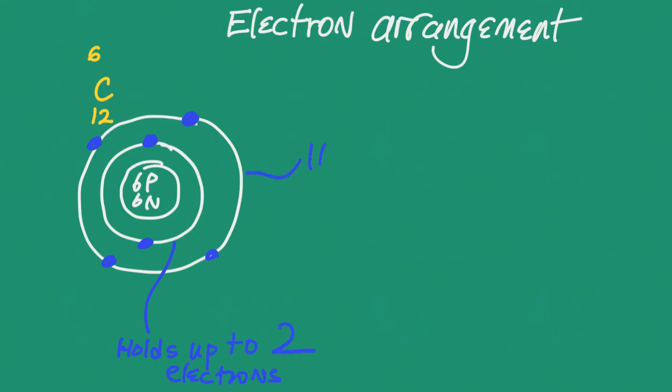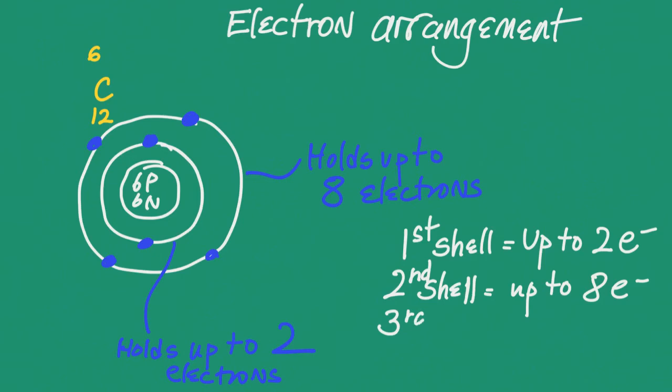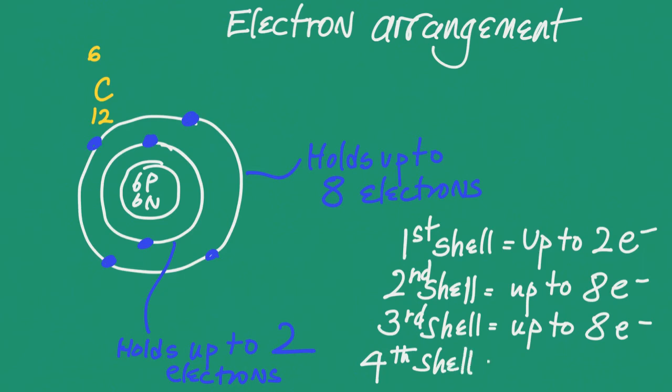The second shell holds up to 8 electrons. So the first shell up to 2 electrons, second shell up to 8 electrons, the third shell up to 8 electrons, the fourth shell is up to 18 electrons. So we need to remember the numbers 2, 8, 8, 18.